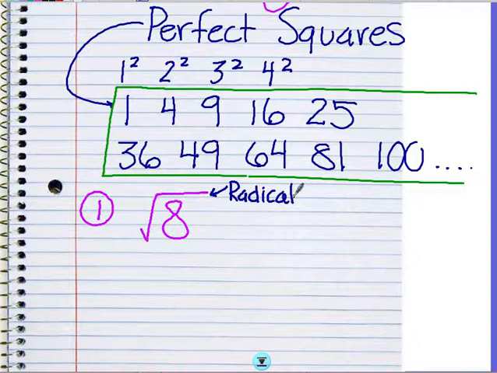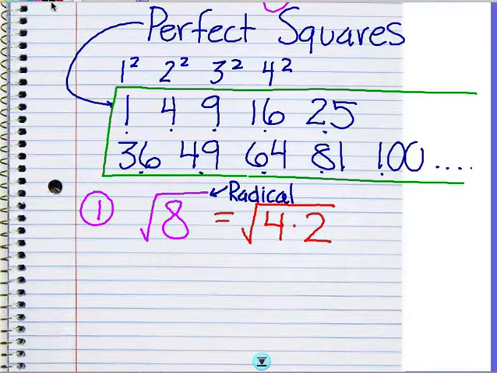Here's why. One of the perfect squares divides evenly into 8, and if any of them do, you must adjust things. So I think you'll agree that 4 is the number on your list that divides evenly into 8, and 8 is 4 times 2.